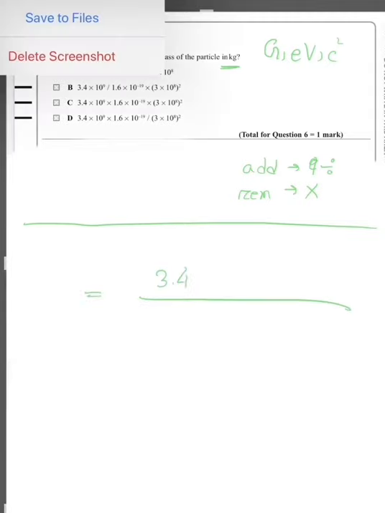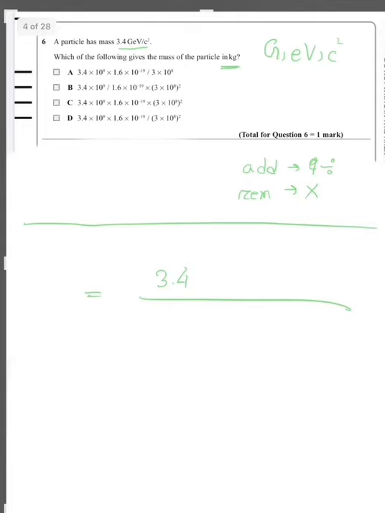3.4, we have to get rid of the electron volt and giga. Giga is 10 to the power 9, so to get rid of it we have to multiply. So 3.4 into 10 to the power 9, into we also have to get rid of electron volts, so 1.6 into 10 to the power minus 19. And to get rid of 1 by c squared, we need to multiply by 1 by c squared, which is 3 into 10 to the power 8, squared. So which of the following matches with the options here?